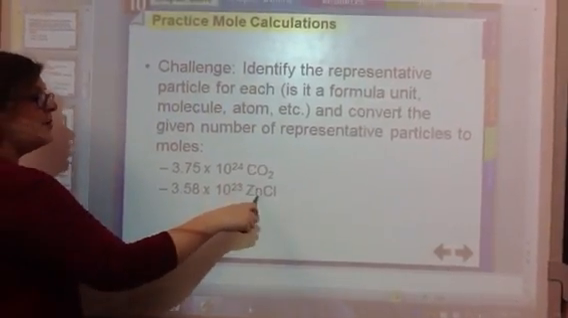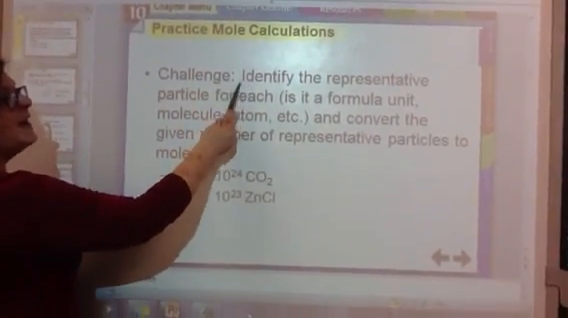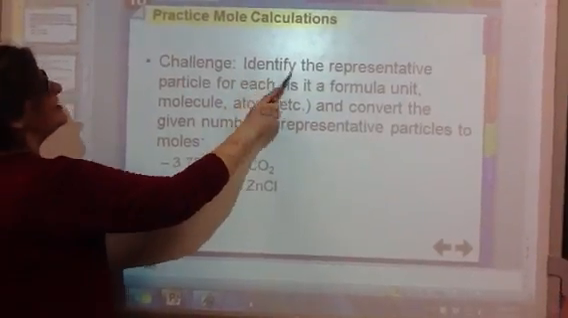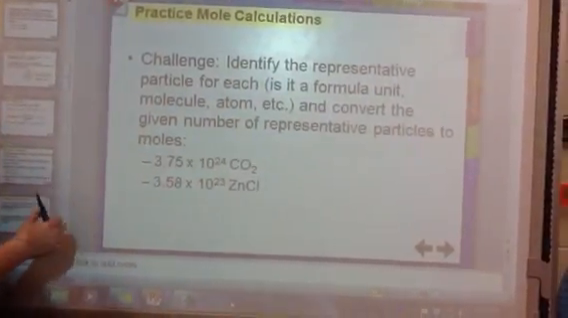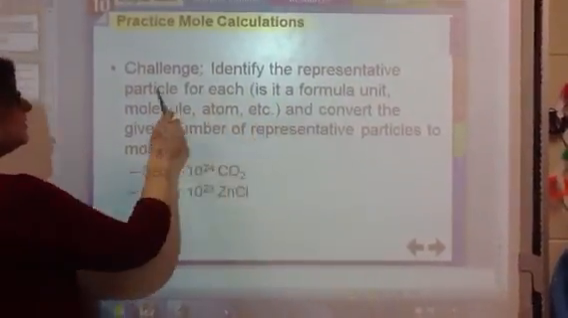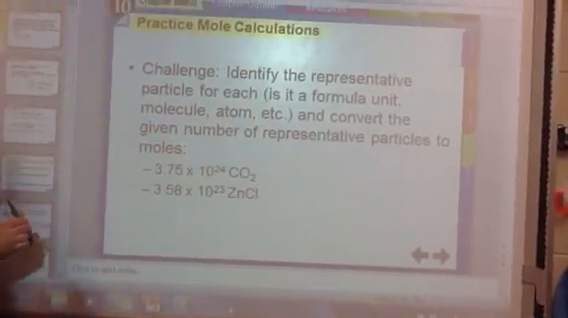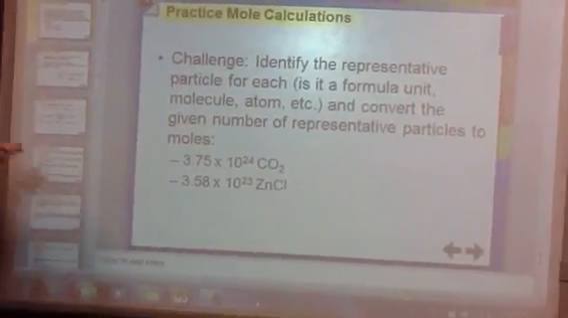So we have a molecule, we have a formula unit. That's what it means by identifying the representative particle for each. So tell me, is it a formula unit, a molecule, or an atom? These are two more example problems that you can do.